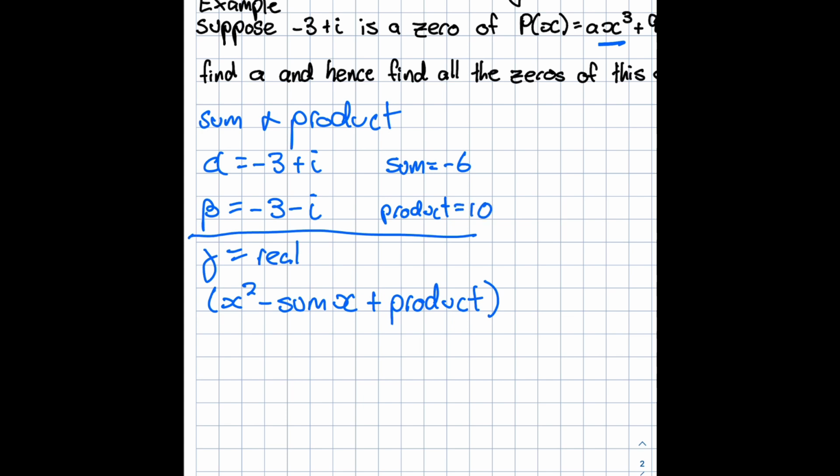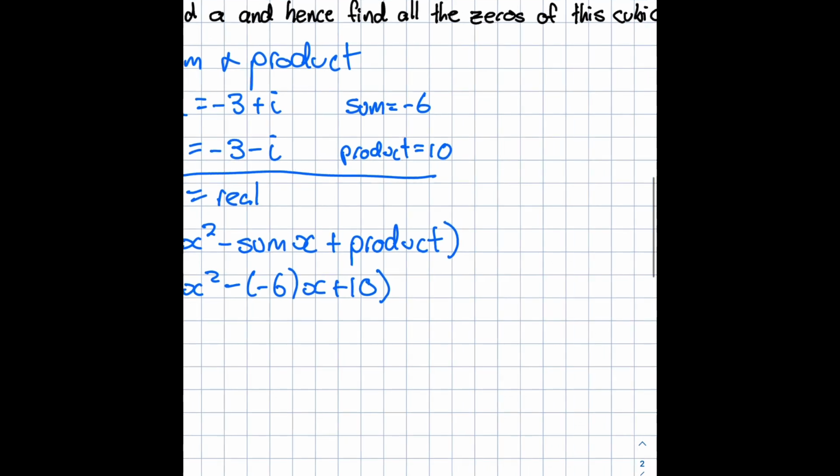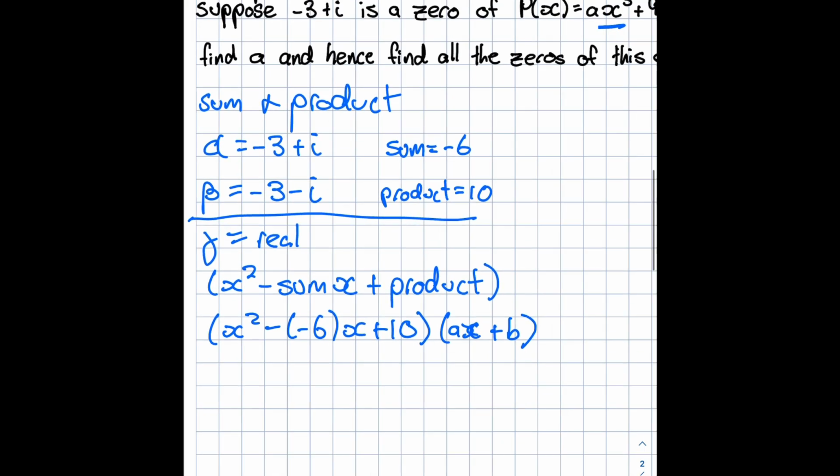All right, so that would be -3 times -3, which gives us +9, and then i times i, negative i squared, which is +1. So this would mean that we have x squared minus -6x plus 10 is one of the products. And then we've got another value here, which would be some constant, let's just say a, times x plus b in that space. Now, conveniently, that will line up.